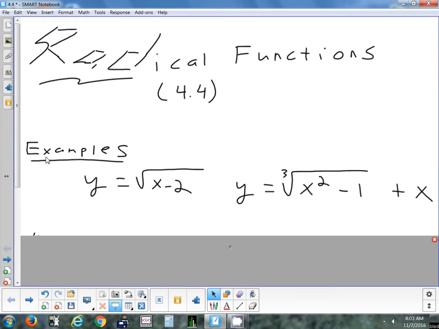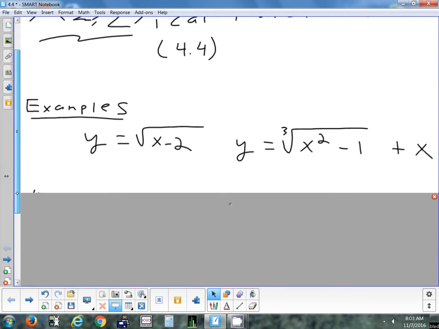Does anyone think they know which way this has been shifted? The square root of x minus 2? It's been shifted 2 units to the right. Yeah, that's correct. So when you add or subtract a number inside the function, that's your horizontal shift. And if you add or subtract a number outside, that's your vertical shift.